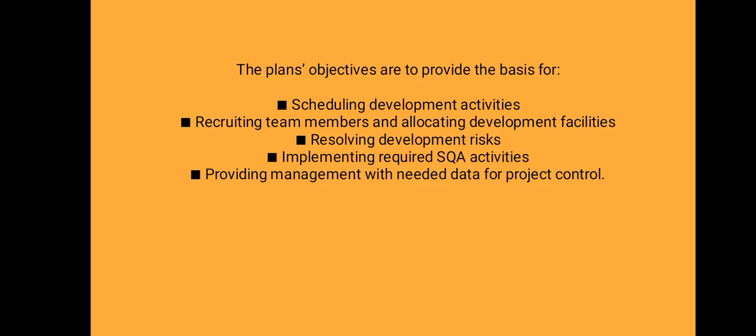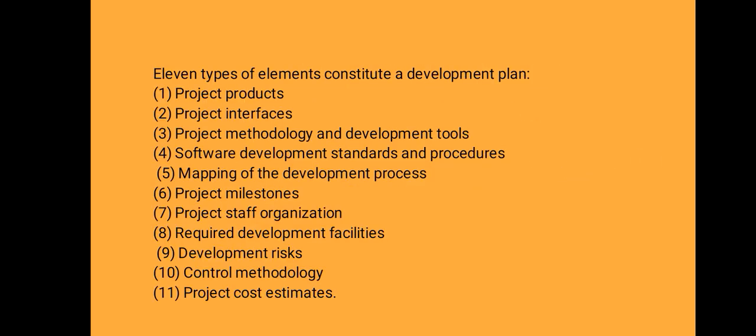Next, we will identify the elements of the development plan. The 11 types of elements that constitute a development plan are: the first one, project products; number two, project interfaces; project methodology and development tools; software development standards and procedures; mapping of the development process; project milestones; project staff organization; required development facilities; development risk; control methodology; and project cost estimates.